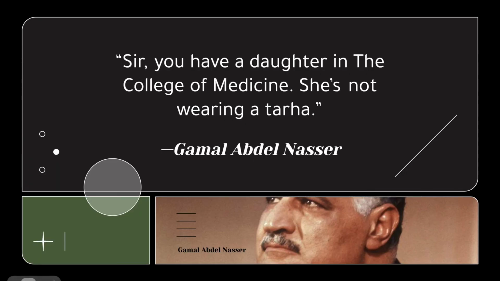So I couldn't help but notice how Nasser made a fool out of the head of the Muslim Brotherhood. He says, "Sir, you have a daughter in the College of Medicine. She's not wearing a tarha." He mentions how the head wanted to implement a rule where women should be forced to wear tarhas. Tarhas are scarves, and in the video you can see a person yelling out, "He should wear the tarha!" or something along those lines.